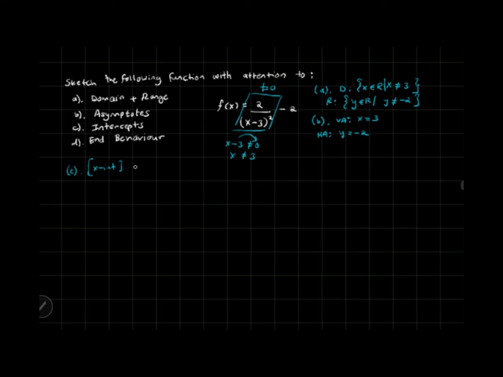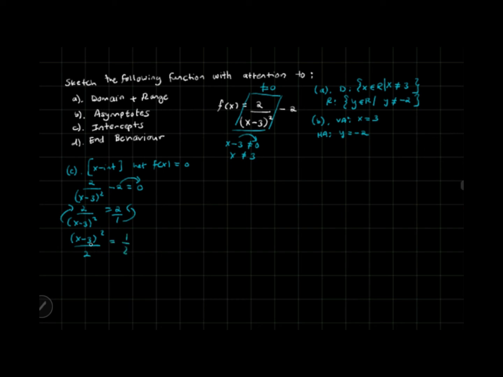Okay, so let's find the x-intercept. I'm going to let f of x, or y, equal 0. So if I let y equal 0, you get 2 over (x minus 3) squared minus 2 is equal to 0. I'm going to move the 2 to the other side. You get 2 over (x minus 3) squared is equal to 2 over 1. What I'm going to do is take the reciprocal, and you get (x minus 3) squared over 2 is equal to 1/2.